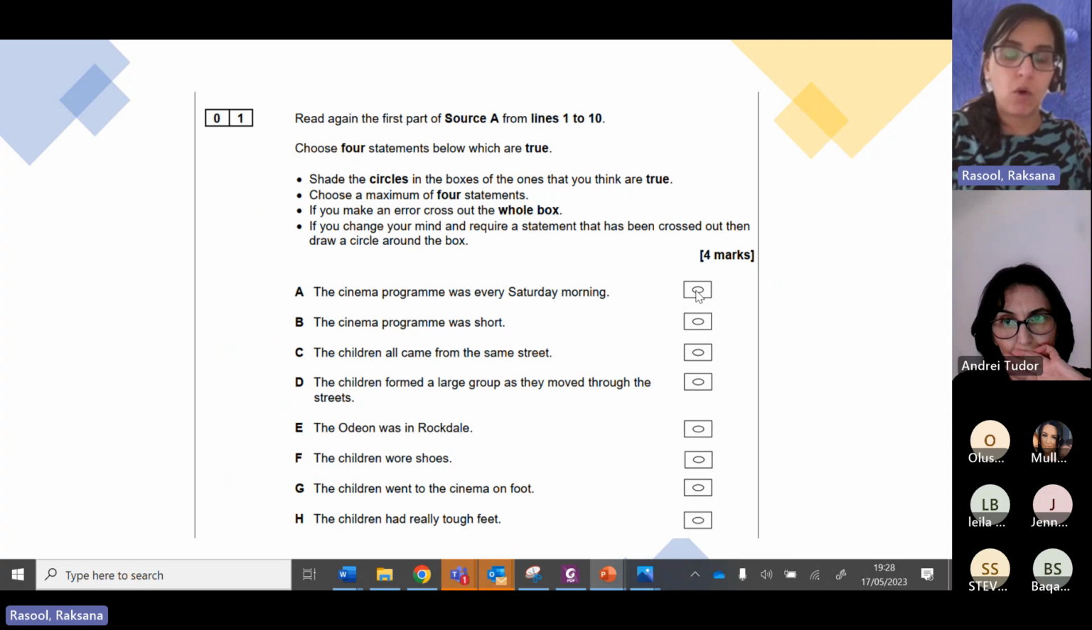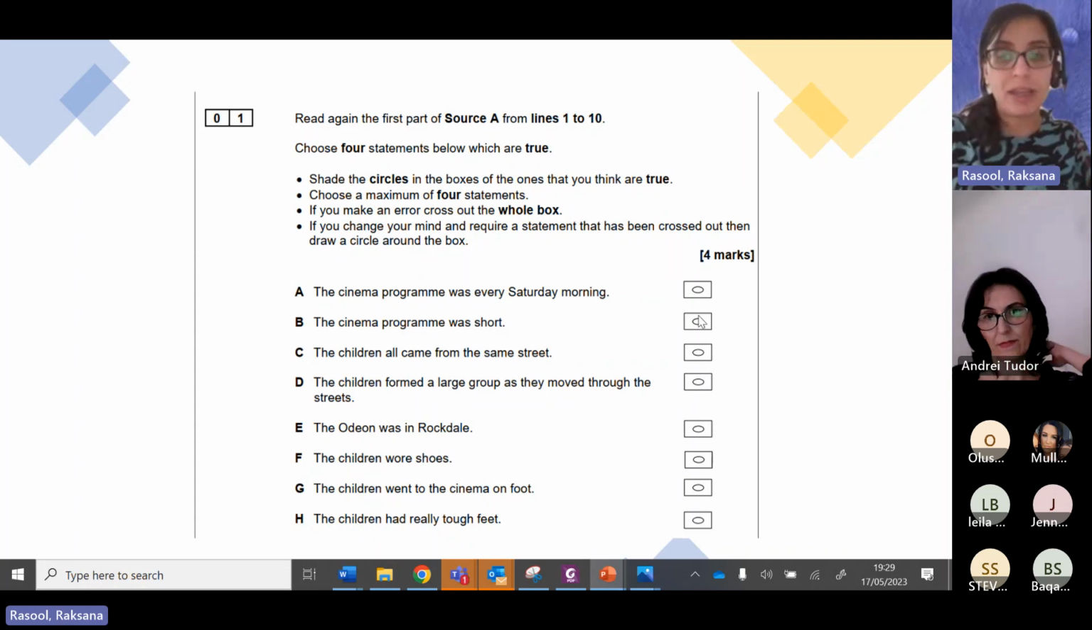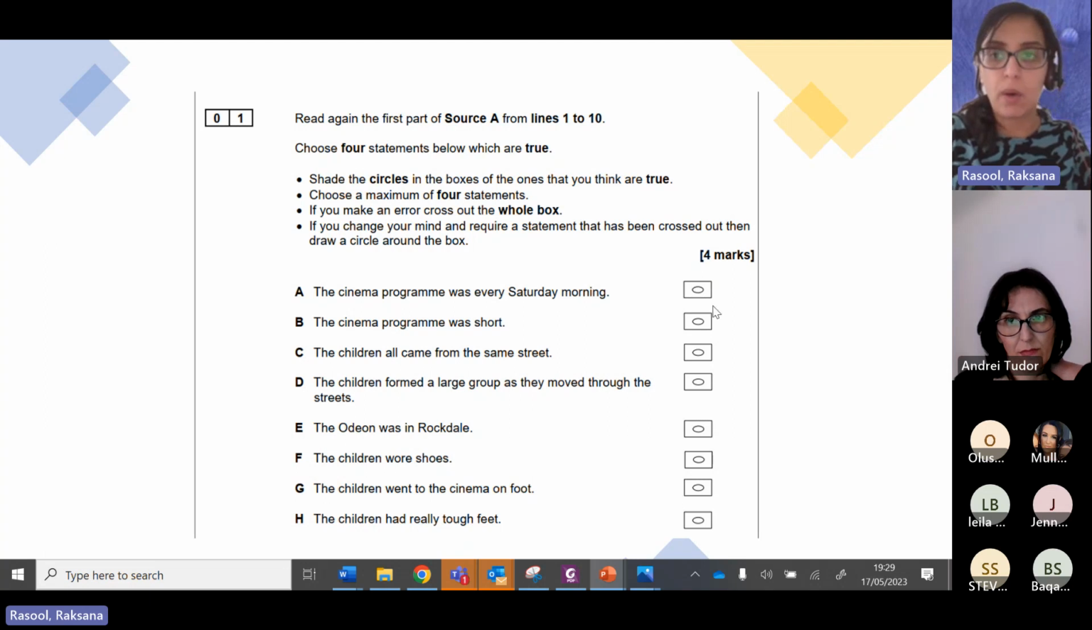A maximum of 4. If you do 5, so for example, you do 1, 2, 3, 4, 5, even if the fifth one is right, the examiner will only accept your first 4 answers. So please make sure that you don't shade more than 4. If you make an error, so you've shaded this one, you've come to the end and realized, oh, it was this one, not that one, put a big cross through it. Cross out the whole box. That's why we tell you not to tick or cross the box. Shade it in and cross out the one that's wrong.